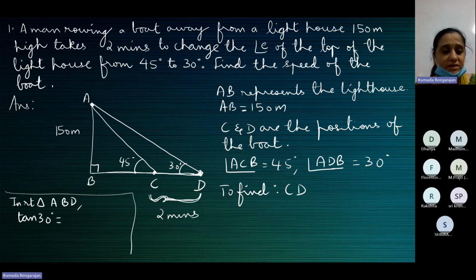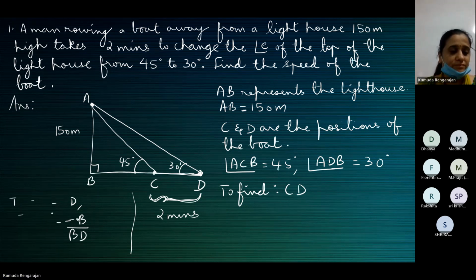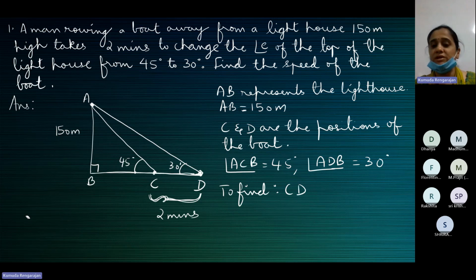All right, children. So tan 30 degrees is equal to opposite AB by adjacent BD. I need to take the next slide. Finish writing this much? Raja? Online children can take a screenshot if you have not finished.